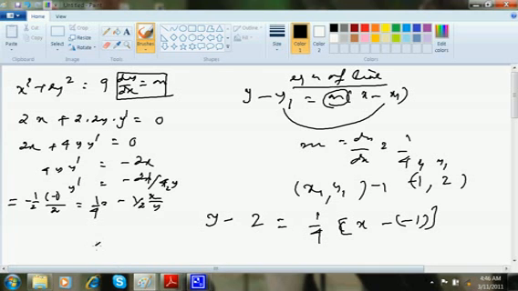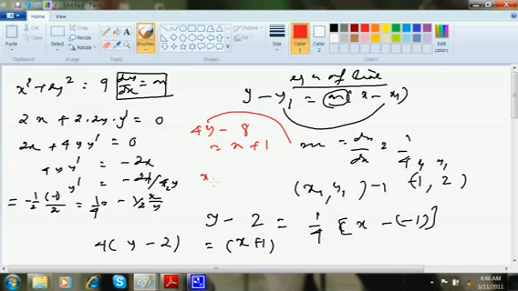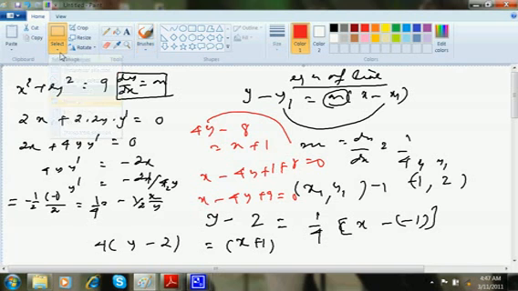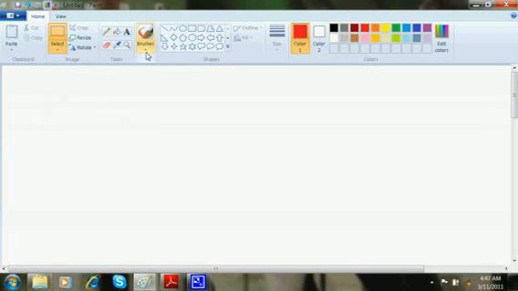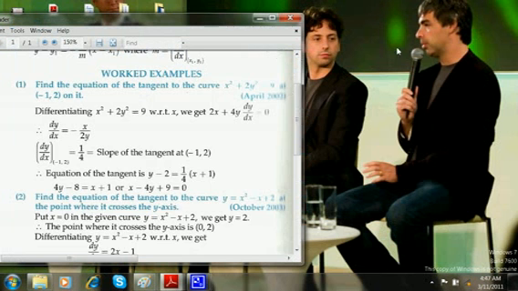So y minus 2 is m, which is 1 by 4, into x minus of minus 1. 4 getting multiplied here, cross multiply, 4 into y minus 2 is x plus 1. Minus into minus is plus. So you can open this up. This is 4y minus 8 is x plus 1. Take everything to this side, so x minus 4y plus 1 plus 8 is 0. You will get the answer x minus 4y plus 9 is 0.